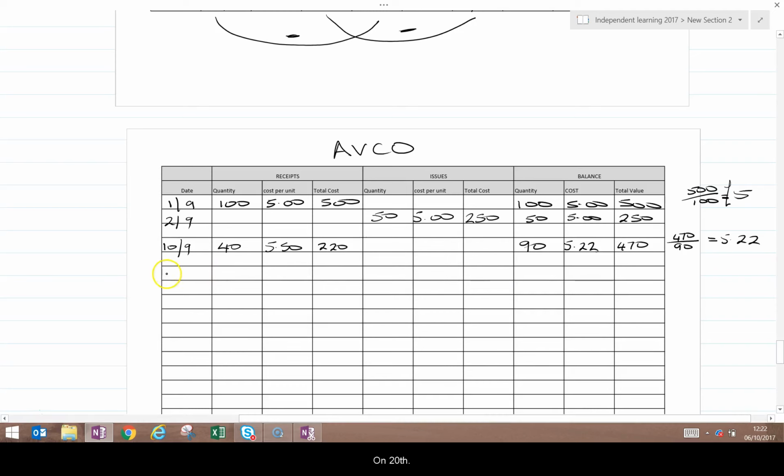On the 20th, we issued 60. We issue at the average cost. Well, we've already worked out the average cost, it's £5.22. So 60 at 5.22, £313.33. What we've got left, 90 minus 60, 30, and 470 minus 313.33, £156.67, and the average cost is still 5.22.